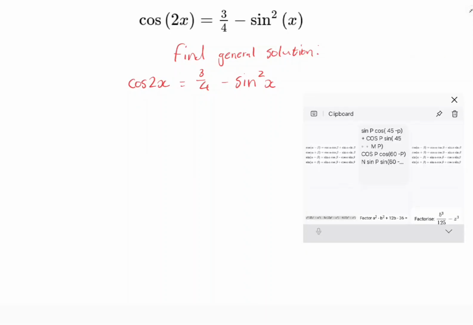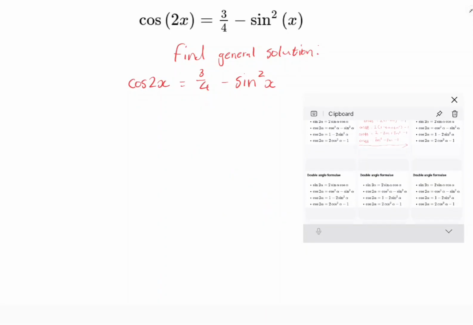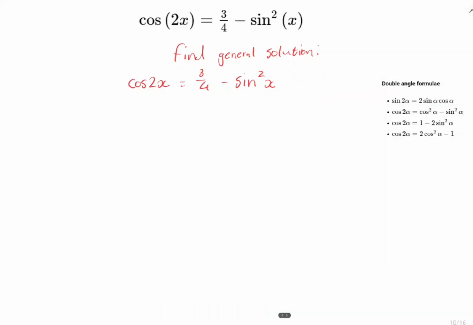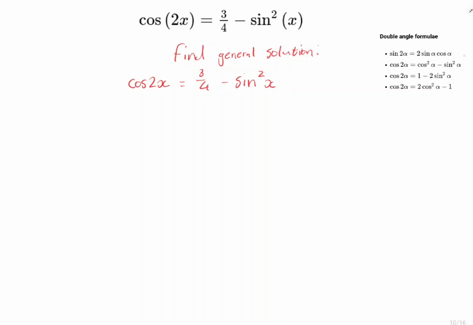So let us go ahead and look at our double angle formulas, which should be somewhere here. Okay, there they are. Now we have three forms of cos 2 angle. We have to choose the one that is going to only have sine, because we only want to work with one trig ratio. We already have sine here, so we might as well change this cos to something that is going to have sine. So if we change that, it's going to be 1 minus 2 sine squared x is equal to 3 over 4 minus sine squared x.